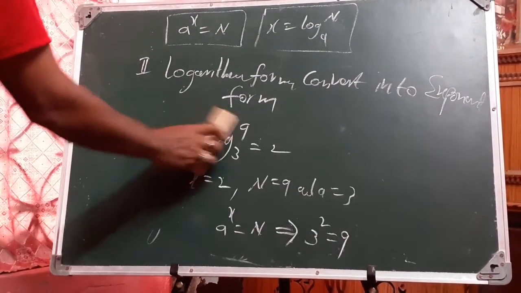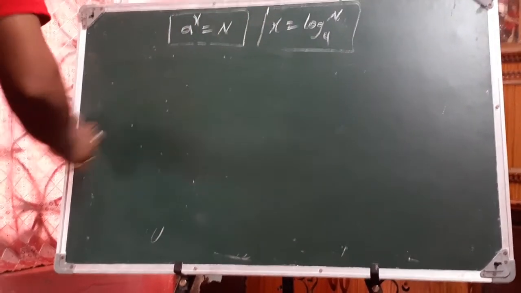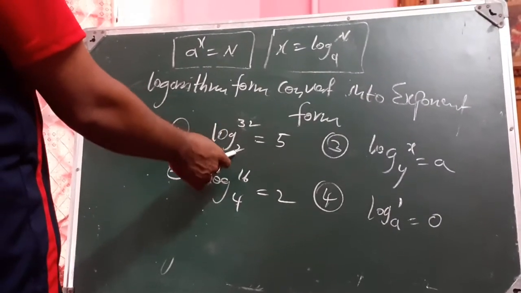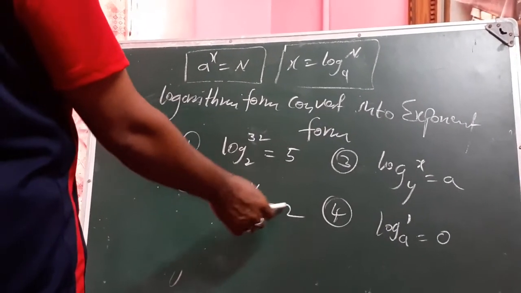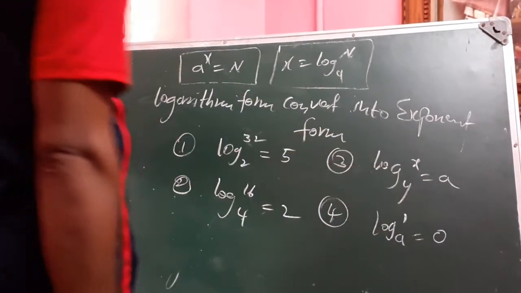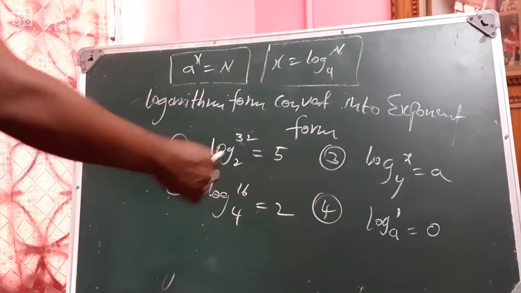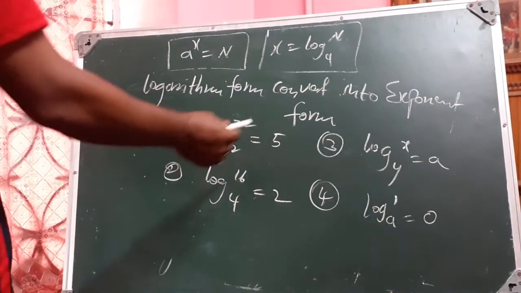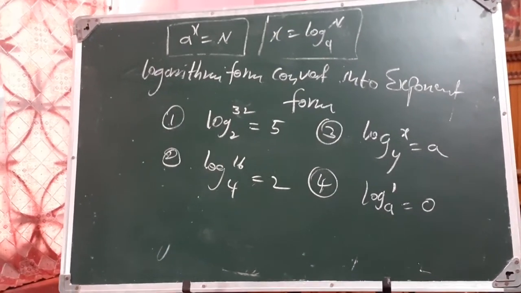Okay. Now given some examples, you solve them. Logarithmic form convert into exponent form. Log 32 base 2 equal to 5. Log 16 to the base 4 equal to 2. Log x to the base y is equal to a. Log 1 to the base a equal to 0. These are four examples. You solve them. These are logarithmic forms, convert into exponent form. Okay.